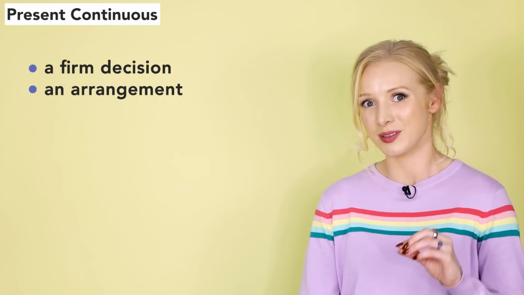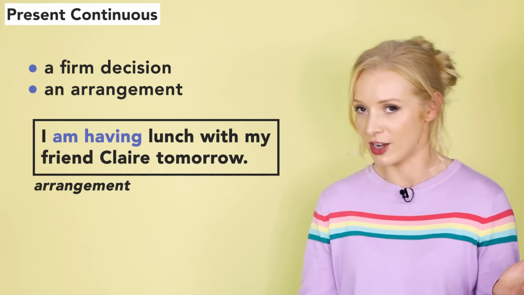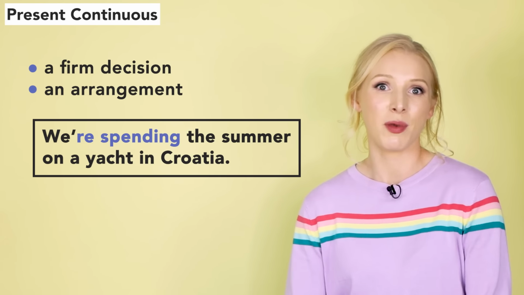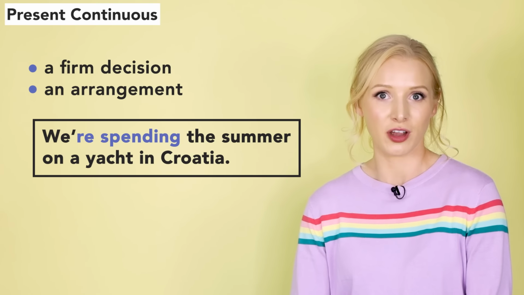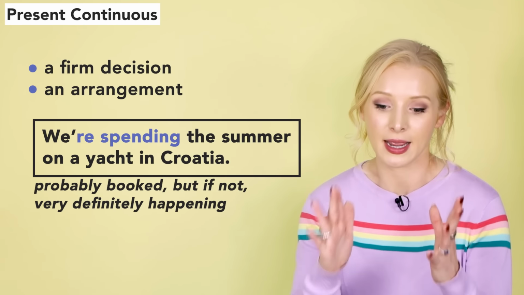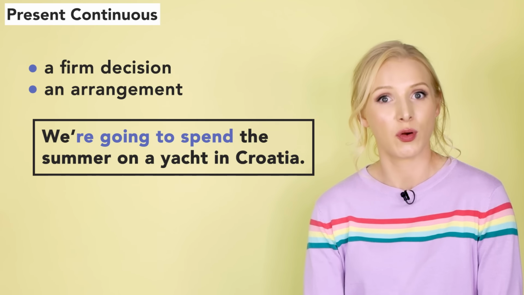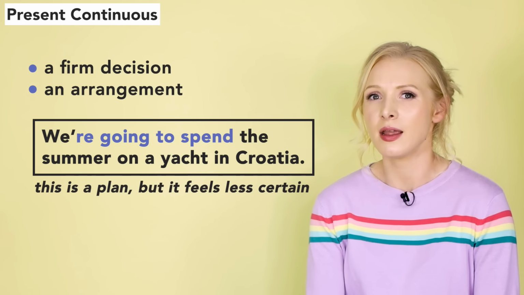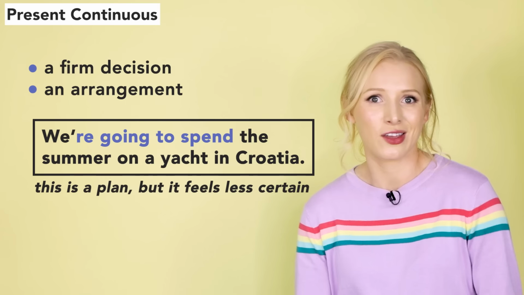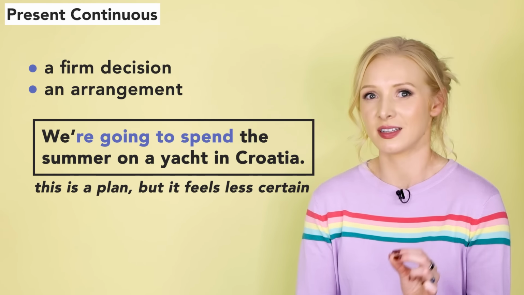Look at these examples. I am having lunch with my friend Claire tomorrow. That's an arrangement. We're spending the summer on a yacht in Croatia. Probably booked, but if not, very definitely happening. You could say, we're going to spend the summer on a yacht in Croatia. This is a plan, but it's less likely that you've booked it. It feels just slightly less certain than when we use the present continuous.